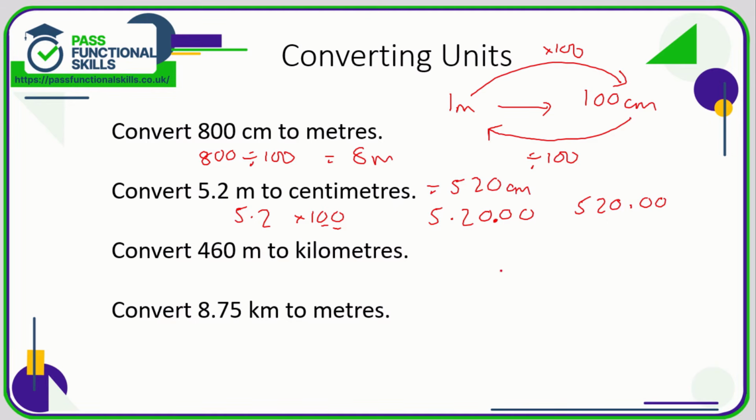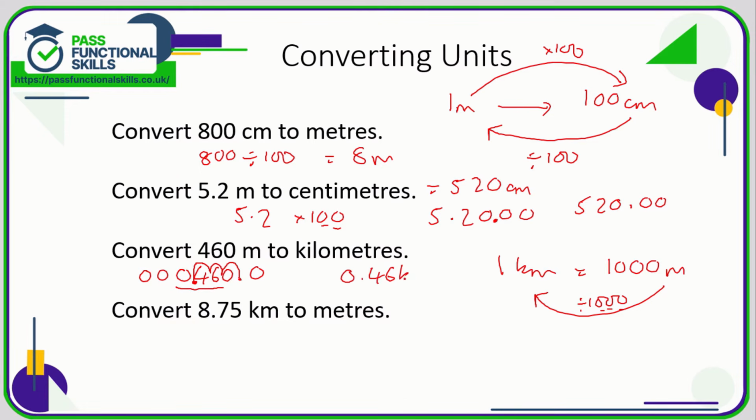Metres to kilometres, we know that 1 kilometre is 1000 metres. So metres into kilometres, we are dividing by 1000. So 460 divided by 1000, I'm going to put a decimal point here, and put some zeros to the left. We're dividing by 1000, so the decimal point is going to move to the left to make the number smaller, and we're going to move it 3 positions because there are 3 zeros in 1000. So 1, 2, 3, so it's going to go in front of the 4. So our answer is 0.46 kilometres.